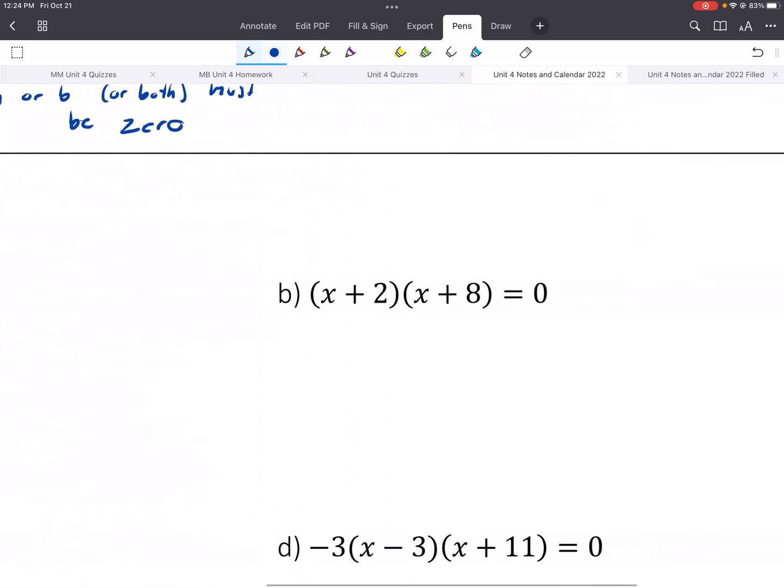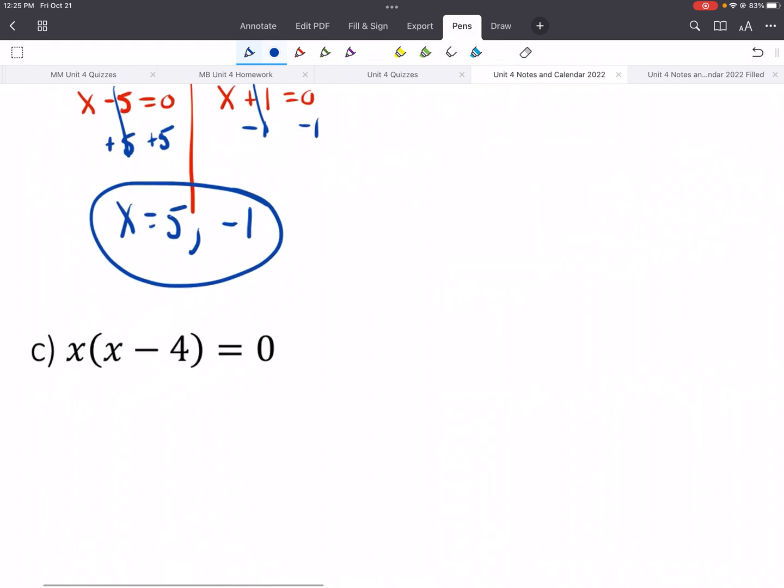Here we could probably do it a little quicker. Again, what does x need to be to make this 0? It would be negative 2, and here x would have to be negative 8. So those would be our solutions. And this is a list of solutions. It's not an ordered pair, so don't try to write it as an ordered pair. No parentheses.